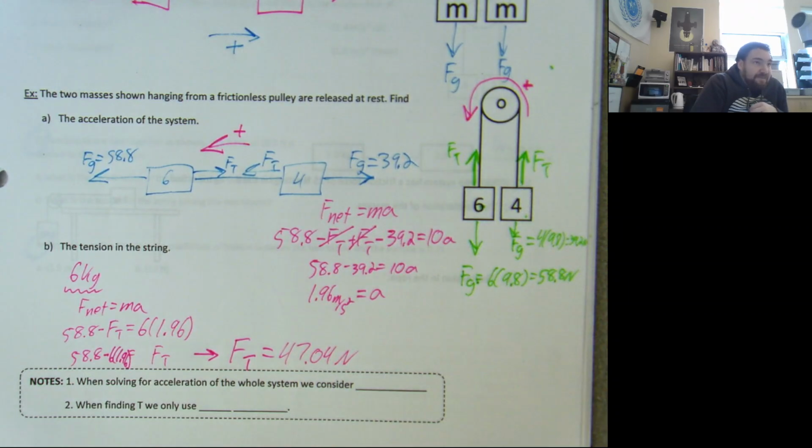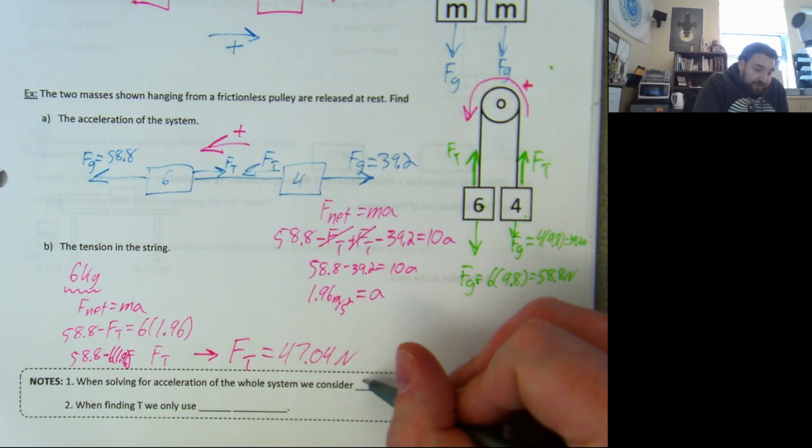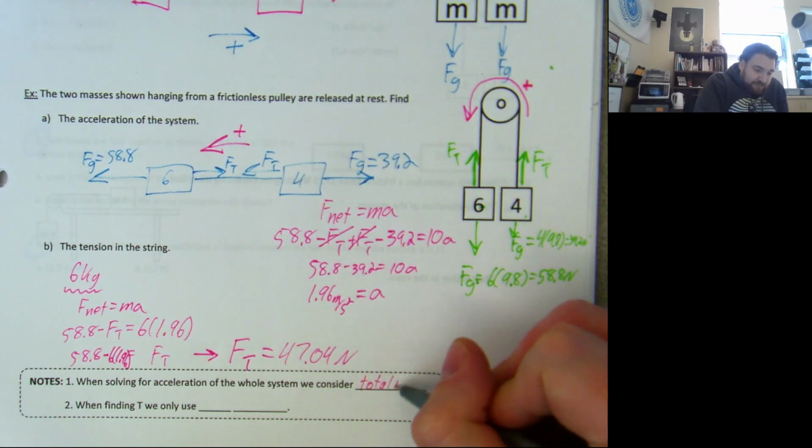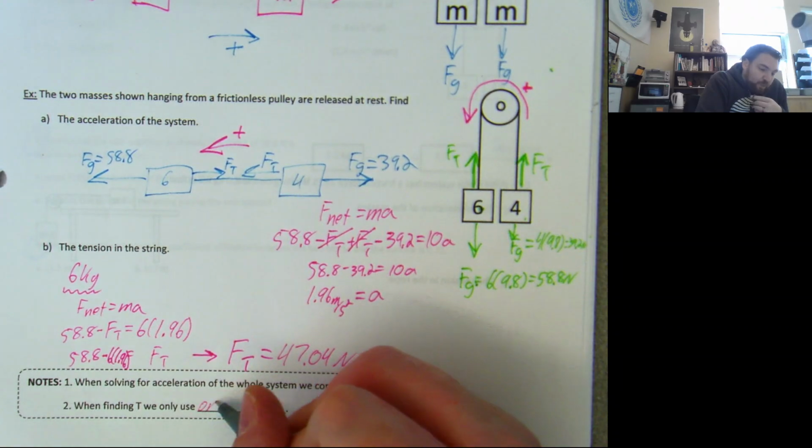The procedure is the same. The pulley just adds a bit of a snag. So again, like Friday, when solving for acceleration of the whole system, we consider total mass, just like we did on Friday. When finding T, we only use one of the objects.